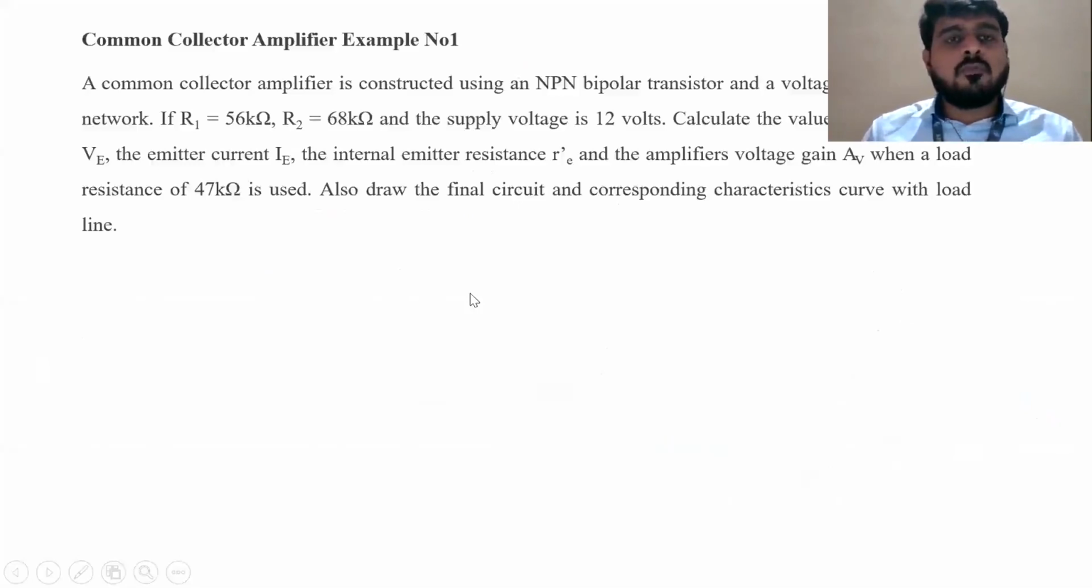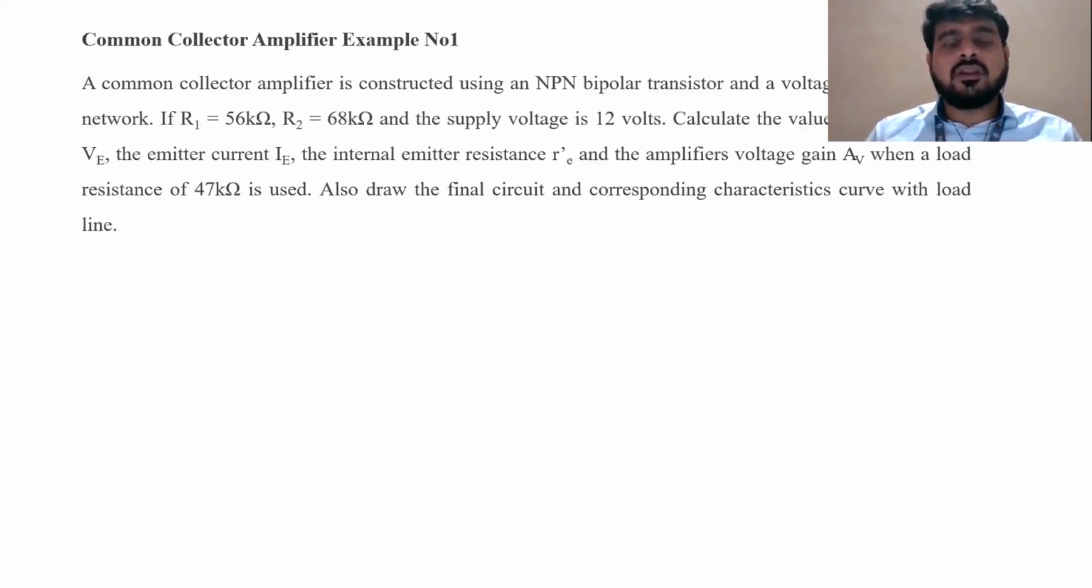So the problem was: a common collector amplifier is constructed using an NPN bipolar transistor and a voltage divider biasing network. The value of R1 is 56 kilo ohm, R2 is 68 kilo ohm, and the supply voltage is given as 12 volts. Then you had to calculate the base voltage, collector voltage, and emitter voltage, and then the emitter current as well, and the internal emitter resistance Re dash.